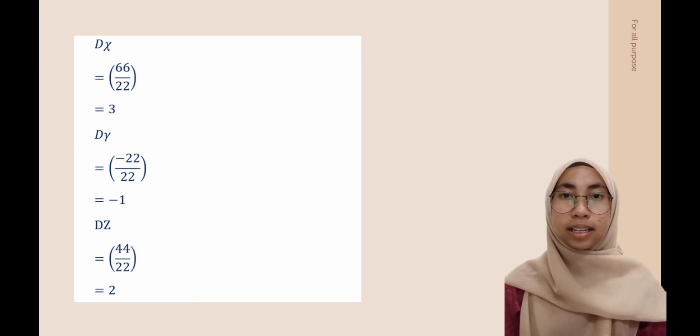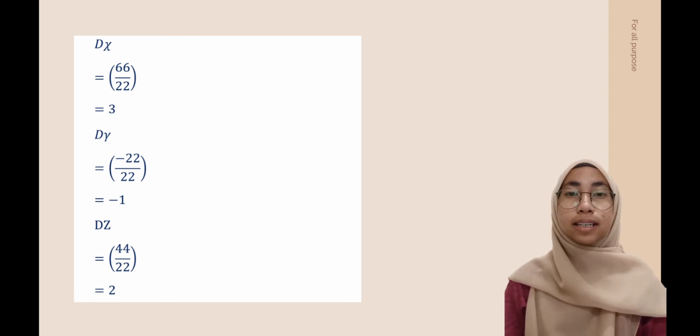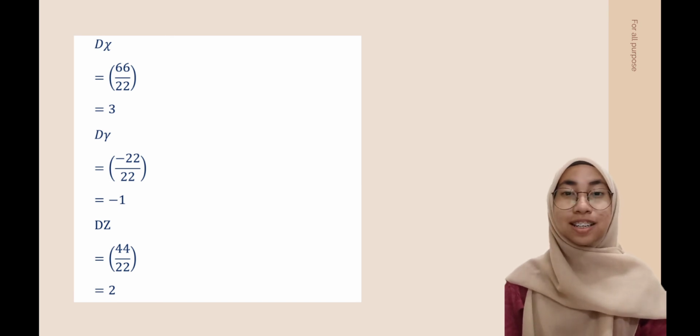Lastly, for the answer of the determinants, we divide by determinant A. So determinant x, which is 66, divided by 22, we got 3. Determinant y, negative 22, divided by 22, we got negative 1. And determinant z, 44, divided by determinant A, which is 22, we got 2.